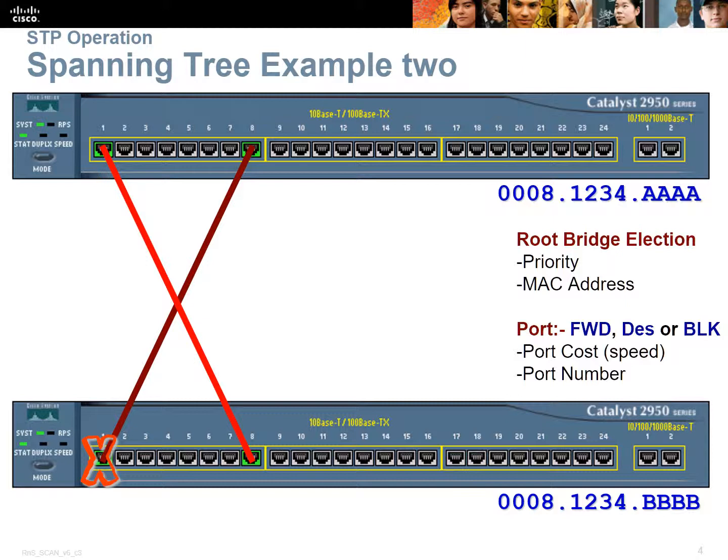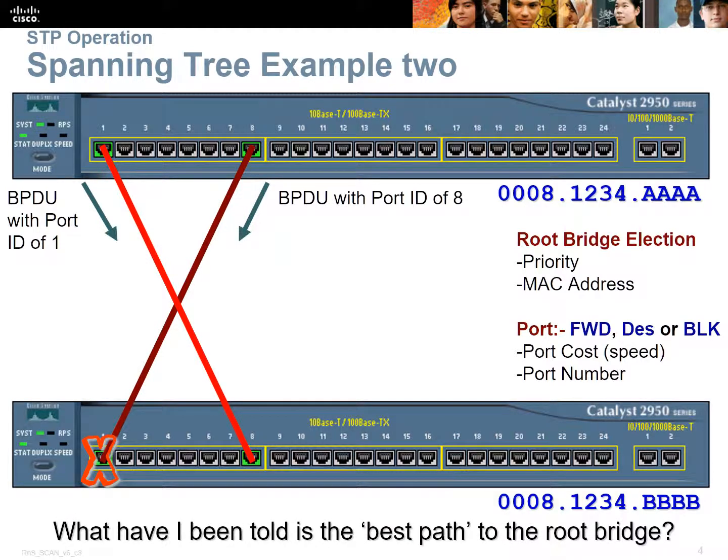The top switch is the boss. It's sending out a BPDU, a bridge protocol data unit, every 2 seconds with all the information that the bottom switch needs. Part of that information is how to get to the root bridge. What have I been told is the best path to get to the root bridge? Port 1 says I'm port 1. Port 8 says I'm port 8. So the bottom switch receives this information and says, right, the most efficient path for me to get to the root bridge is to get to the root bridge on the root bridge's port 1. Therefore, port 8 on the bottom switch remains active and port 1 on the bottom switch shuts down.